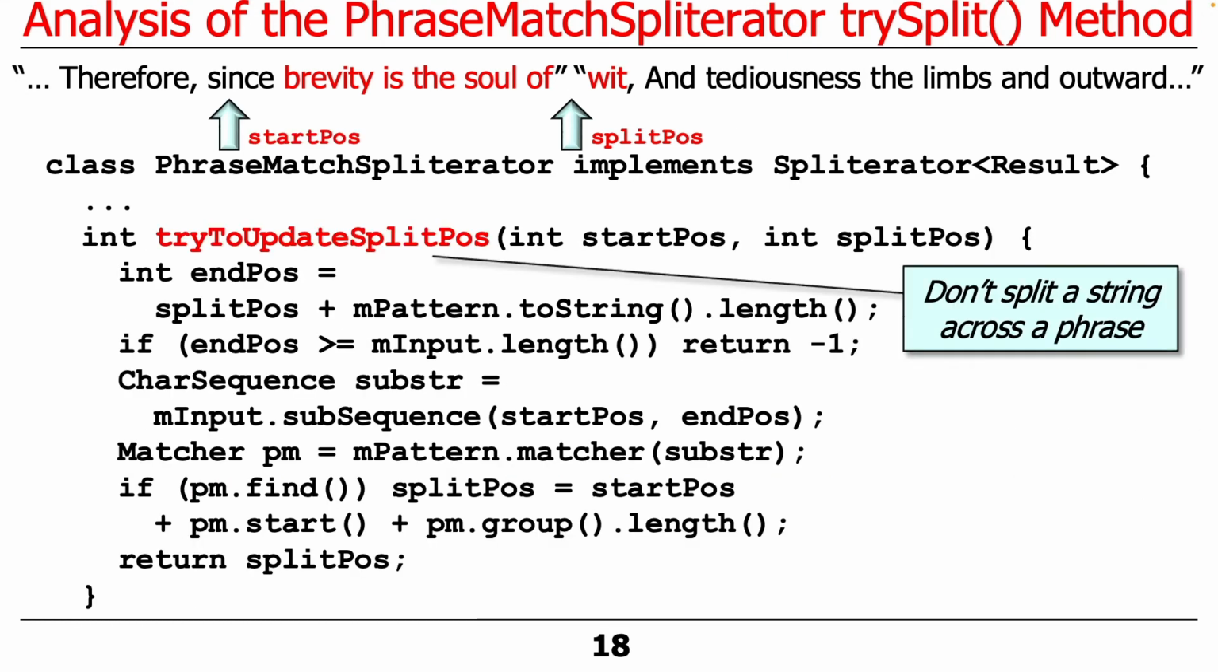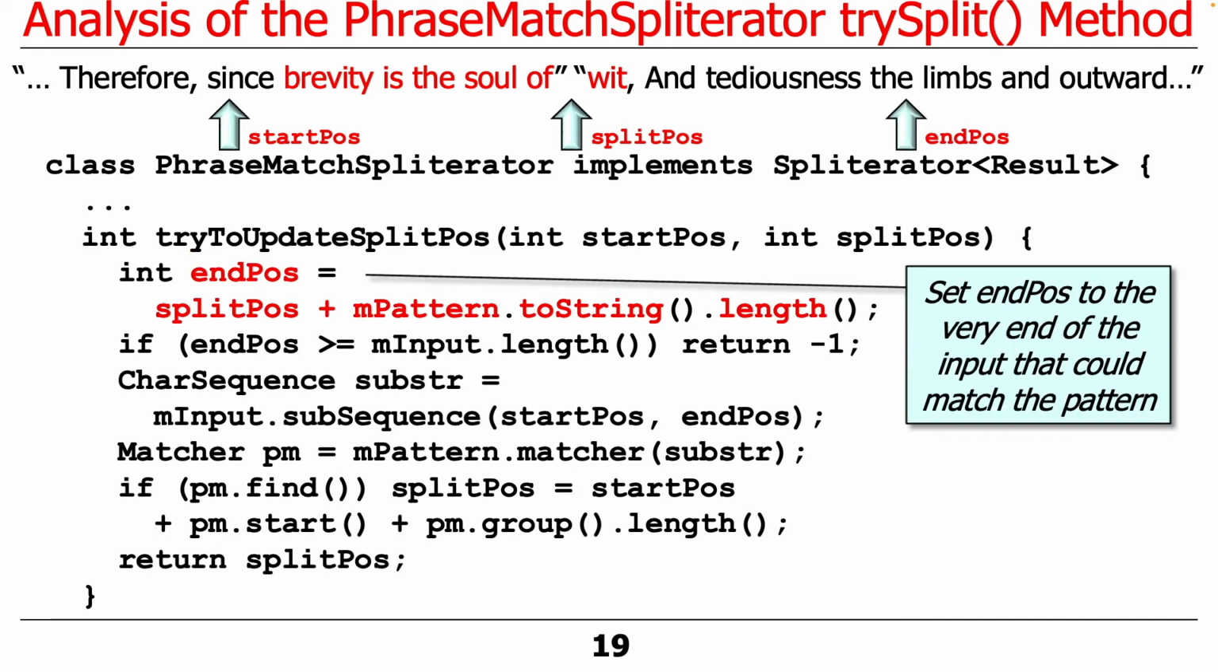Here's what tryToUpdateSplitPause does, pause being position. So keep in mind, starting out where start pause is here and split pause is here, and this is the phrase we're searching for, brevity is the soul of wit, and there's where we've attempted to split things in half. The whole purpose of this method is to avoid splitting an input string across a phrase. So what we do is we have this new variable called npause, which is the split pause plus the length of the phrase we're searching for.